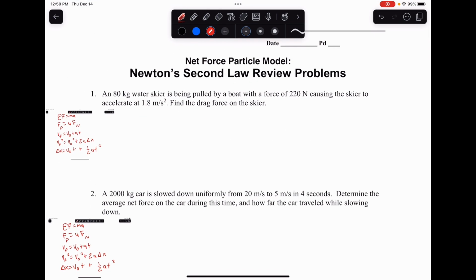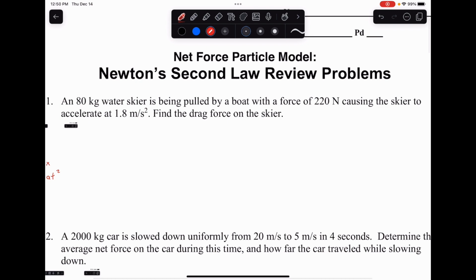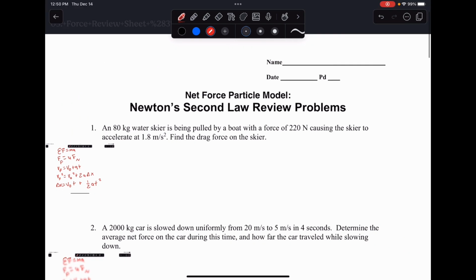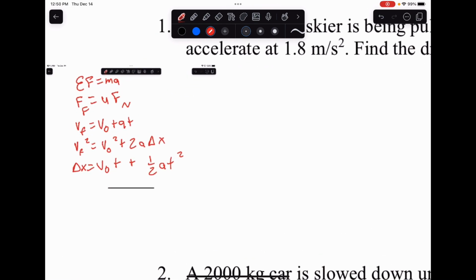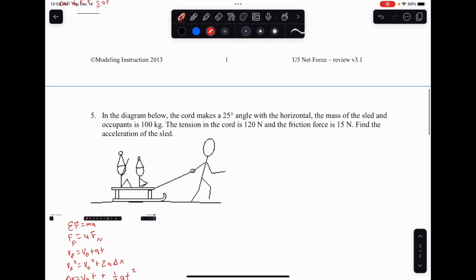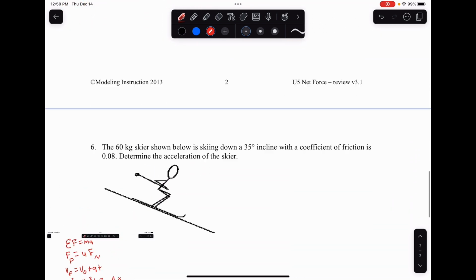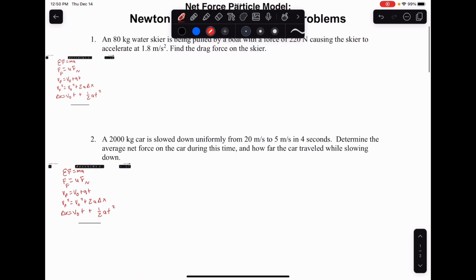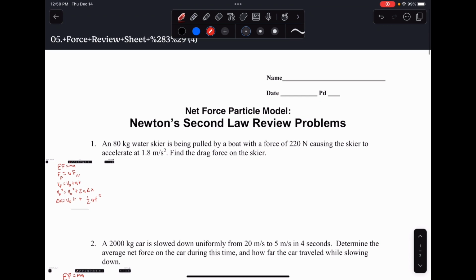This is review for test number 3, I think. Alright, so I don't remember all the equations, but these are the ones I remember, so I just put them on the side. And yeah, let's get started. Alright.